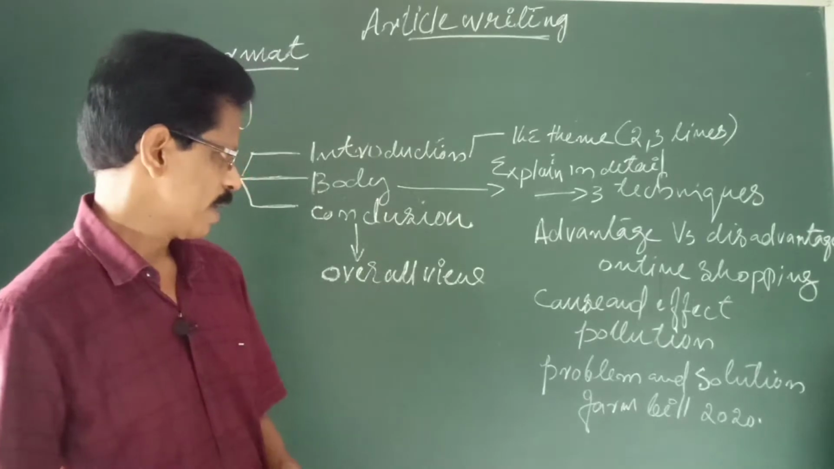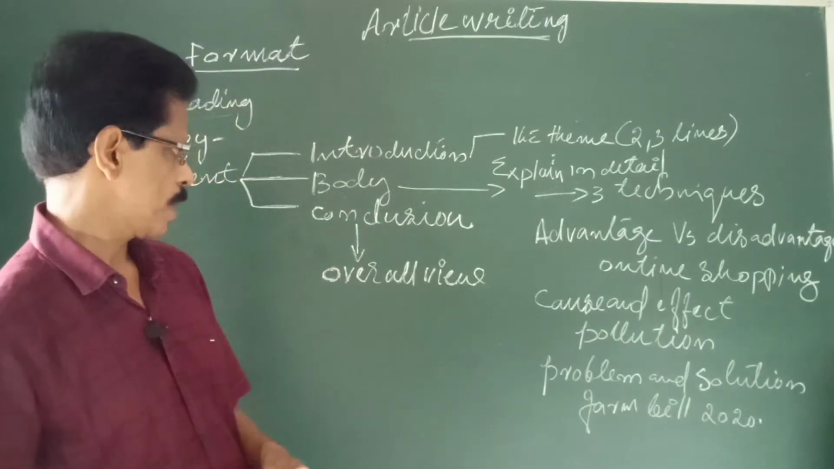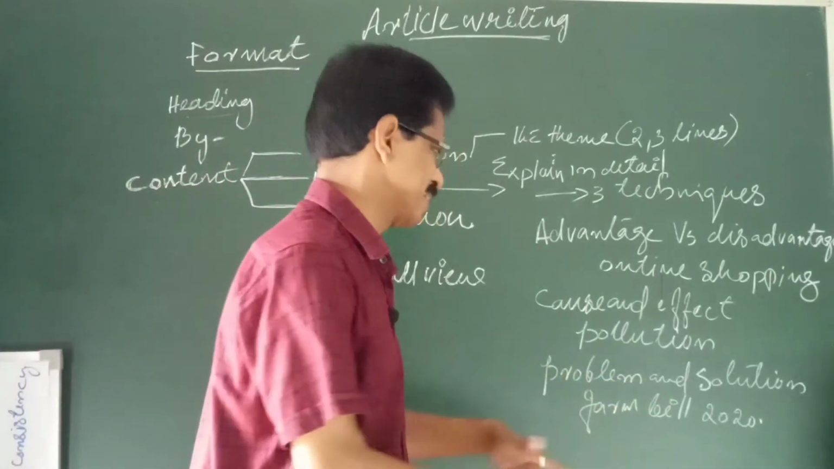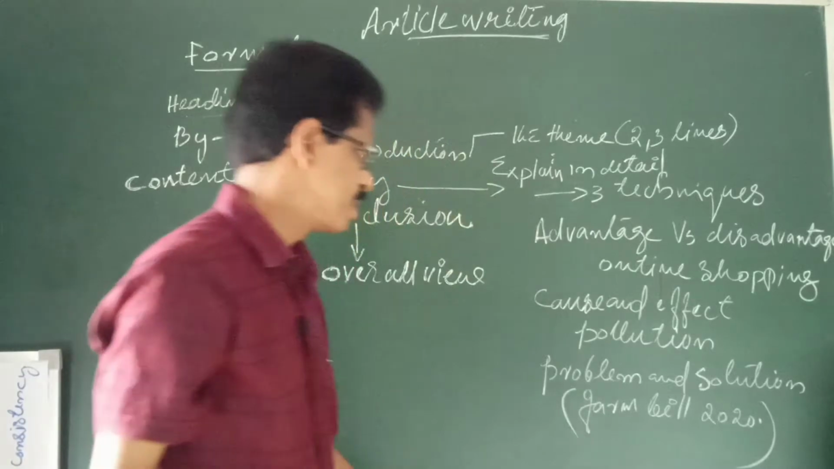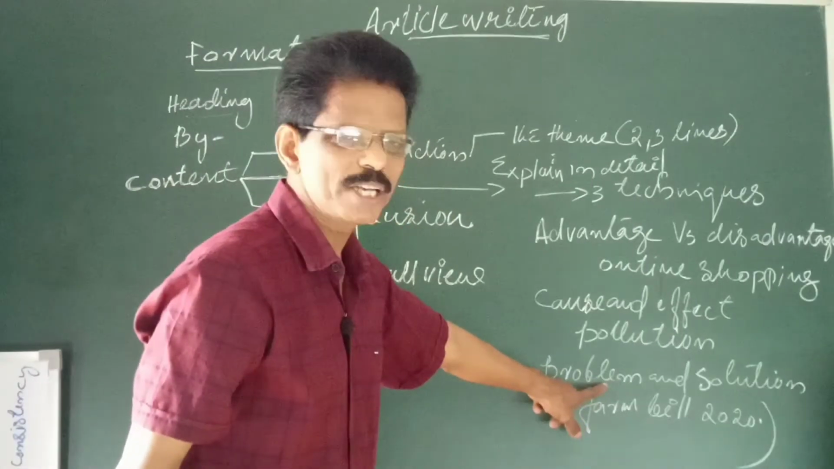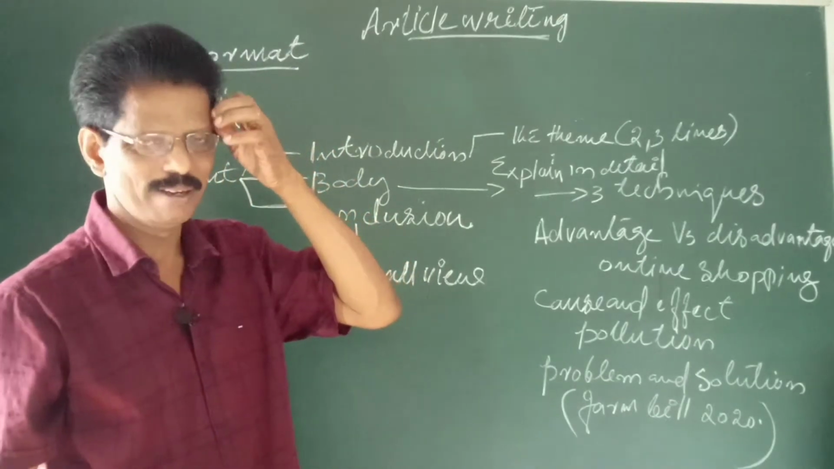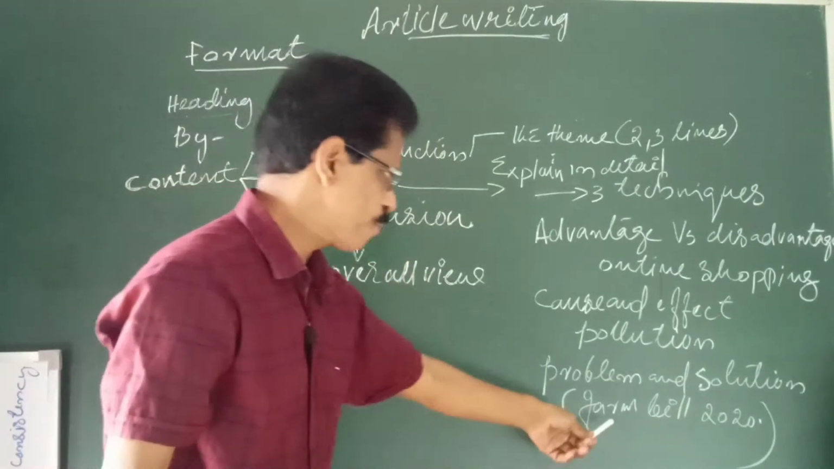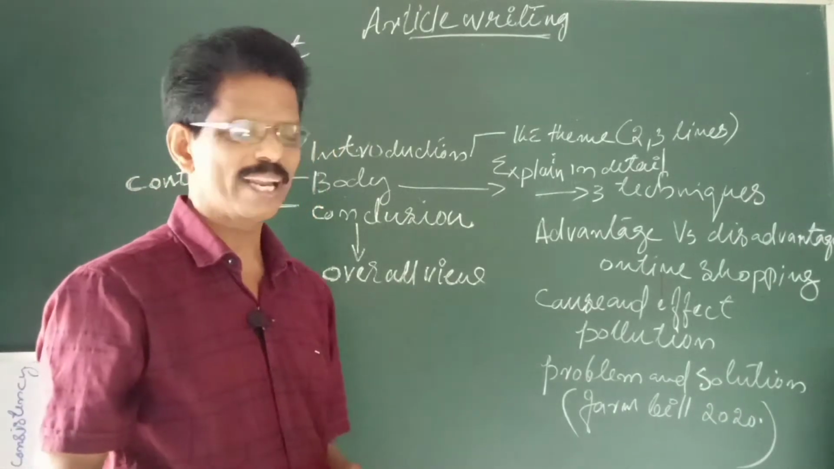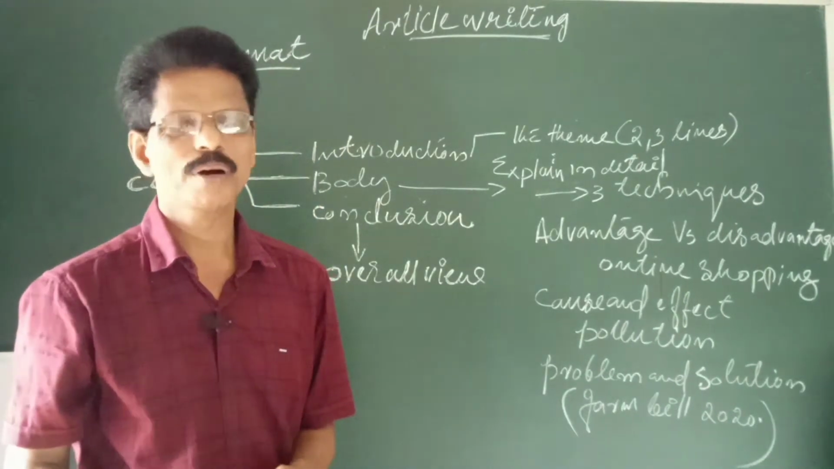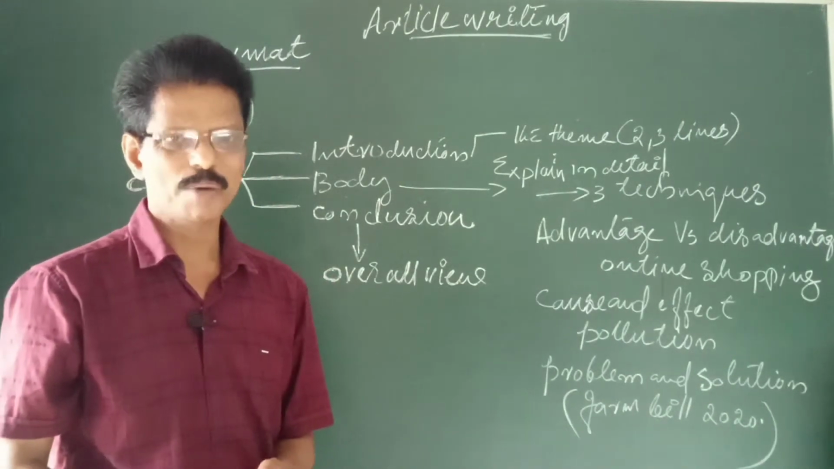You see, Farm Bill 2020. Problem and solution method. For example, Farm Bill 2020. So, a problem is introduced, solution is suggested. That is problem and solution method. So, it was introduced with a good intention, but there are some drawbacks to it. Farmers are agitating in Delhi, for example, for the last 6 months.